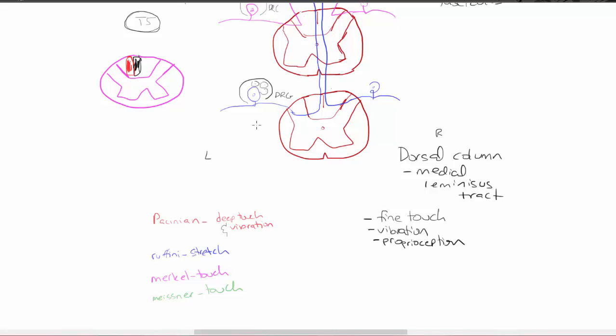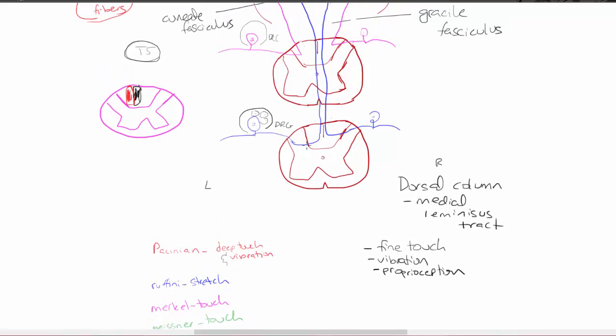The dorsal column tract is a dorsal spinal cord system. So this is the dorsal part of the spinal cord, as opposed to the anterolateral systems, for example, like the spinothalamic tract. The dorsal system is a more advanced system. Anterolateral systems are more primitive.